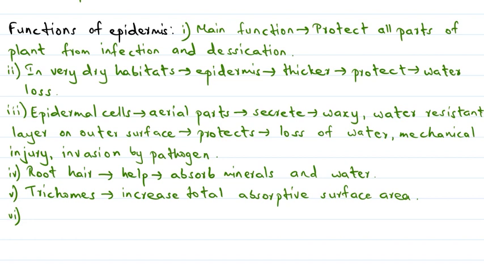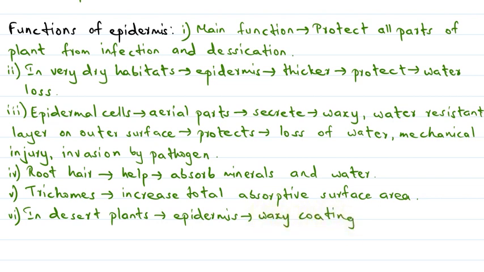Then in desert plants, the epidermis has a thick waxy coating. Okay, and this coating is made of cutin, which is a chemical substance with waterproof quality on its outer surface, and this prevents water loss. So these are some of the major important functions performed by epidermis.